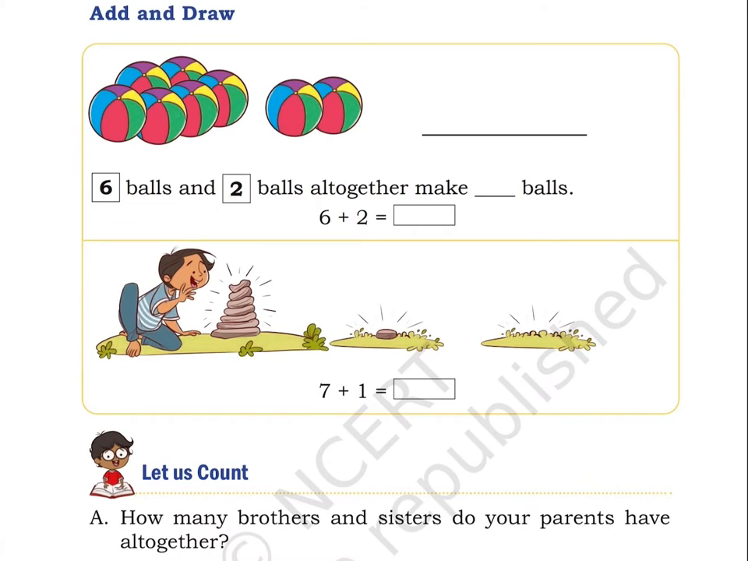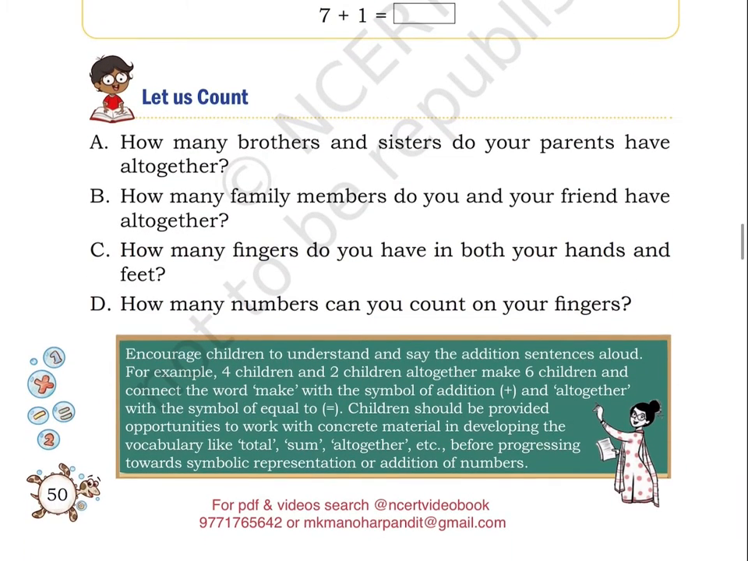Let us count. A. How many brothers and sisters do your parents have altogether? B. How many family members do you and your friend have altogether? C. How many fingers do you have in both your hands and feet? D. How many numbers can you count on your fingers?